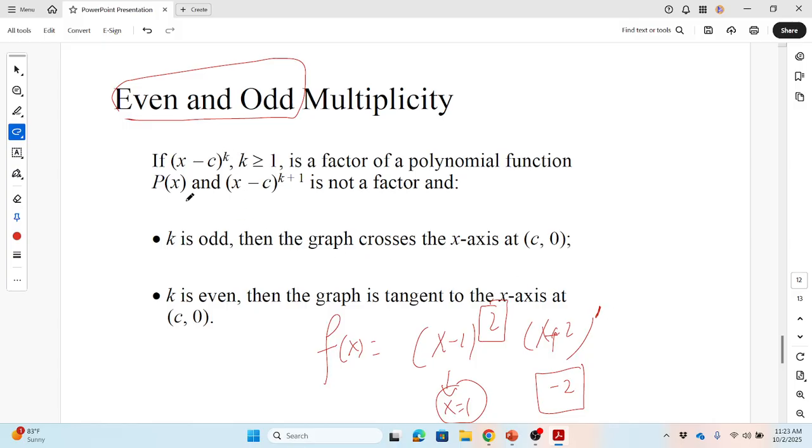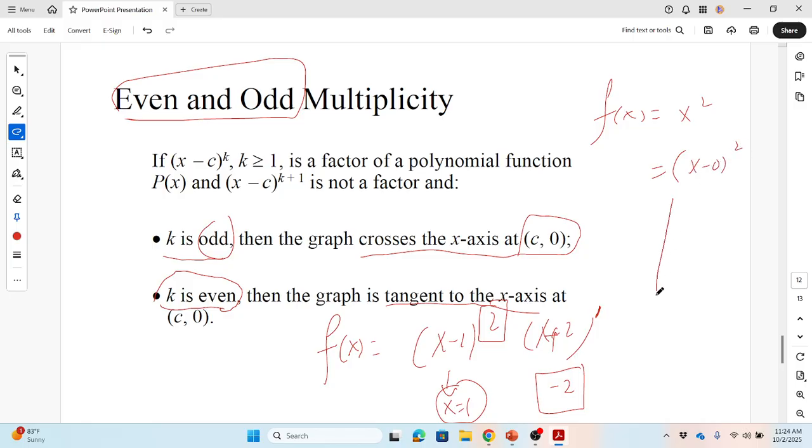There is a very interesting feature we can use here: if the multiplicity is odd, then the graph crosses the x-axis at that x-intercept. But if the multiplicity is even, then the graph is tangent to the x-axis. For example, take the function x squared. What is the zero? 0 itself is the zero. And what is the multiplicity? The multiplicity is 2. So at 0, as you can see here, the graph is tangent to the x-axis. That is the meaning of tangent.